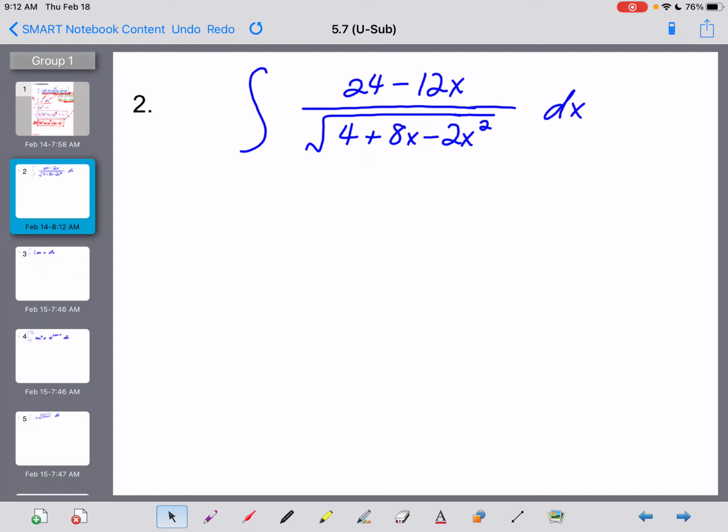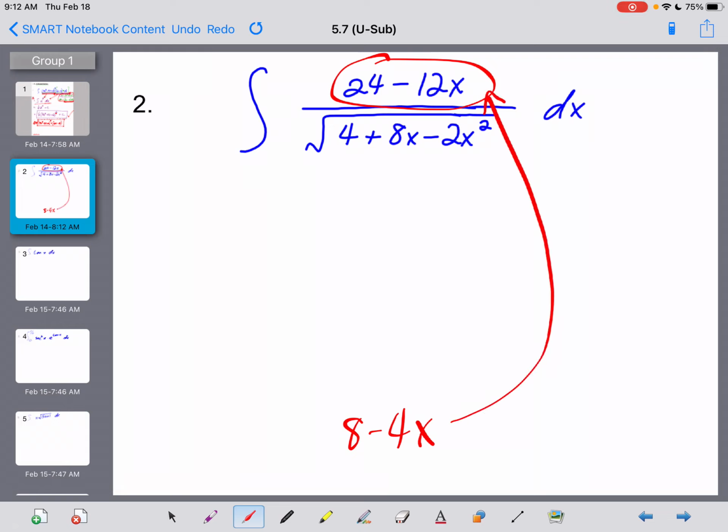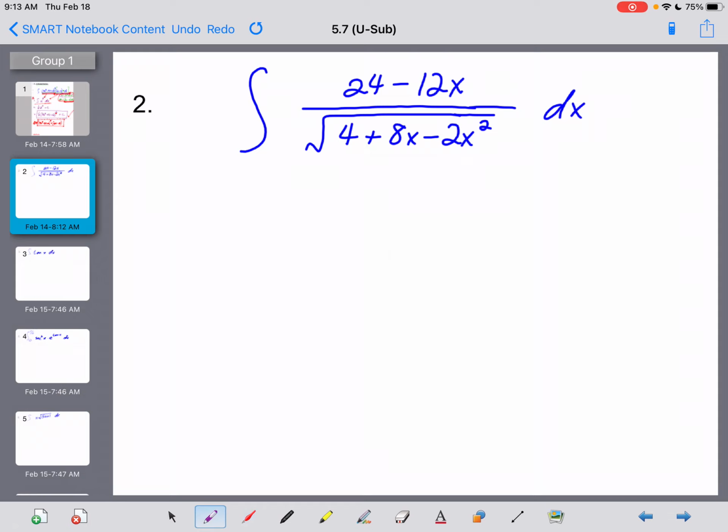Well, maybe you see it, maybe you don't. The more complicated part is the bottom of this fraction, and specifically the radicand. And we've got a trinomial there of 4 plus 8x minus 2x squared. The derivative of that radicand would be an 8 minus 4x. I'm going to just doodle that real quick here, an 8 minus 4x. And if you compare that to 24 minus 12x, I could get there from here if I were to just multiply by 3. Let's keep that in mind. So this one isn't going to work out quite as nicely as the last one, but we're going to be just fine on this one.